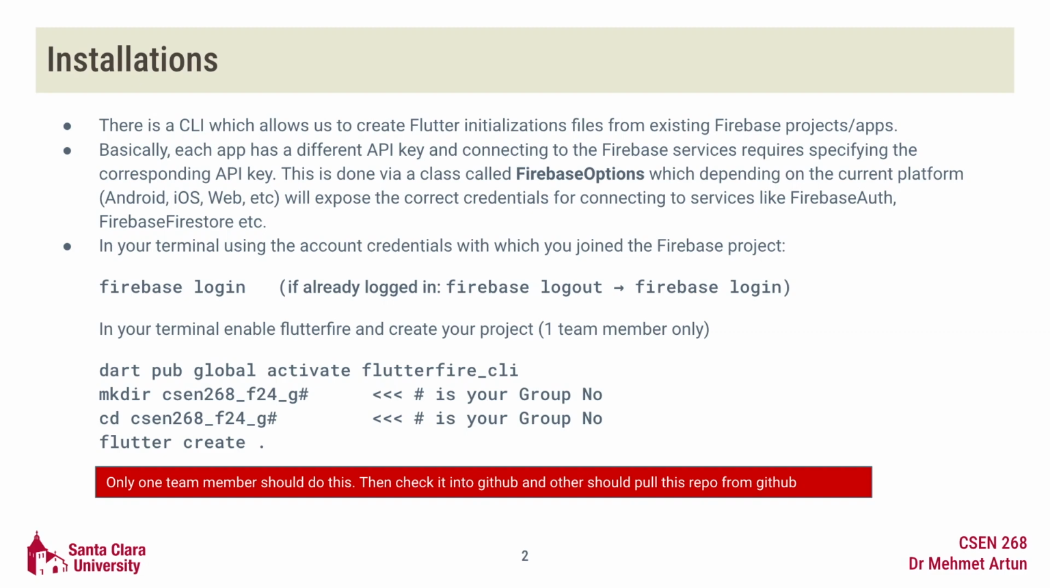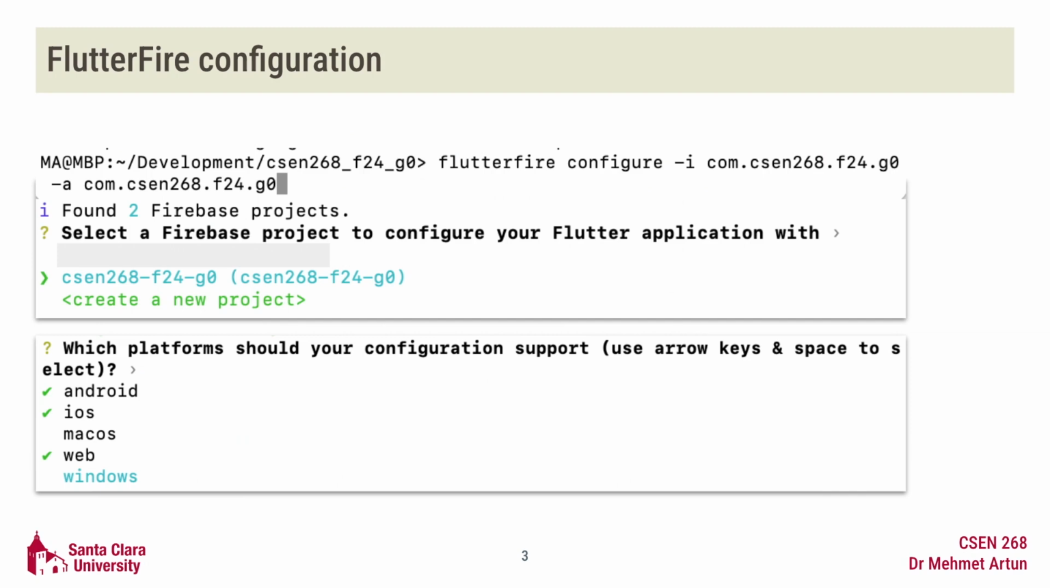Can we continue? Is this step done? Now, do you see this command? So you go into your directory and you do this command, flutterfire configure -i. So this is supposed to be the iPhone or iOS bundle ID. -i or -i, I always say minus.